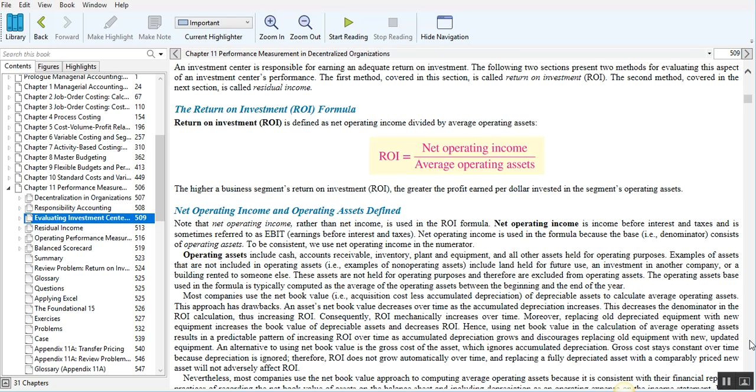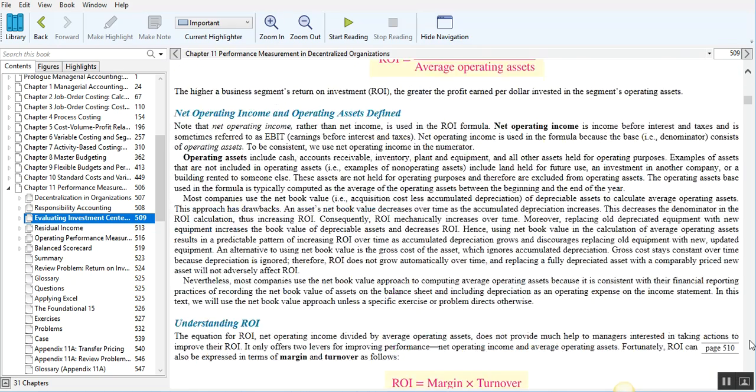So when we look at return on investment, which is one of the key measures when you're thinking about performance in any organization, you're going to look at the calculation that we do. We take the net operating income and divide it by average operating assets. The operating assets are the assets we use in operations, not things that we hold for investment or future use. We get a percentage as a result, and that percentage will be our return on investment.